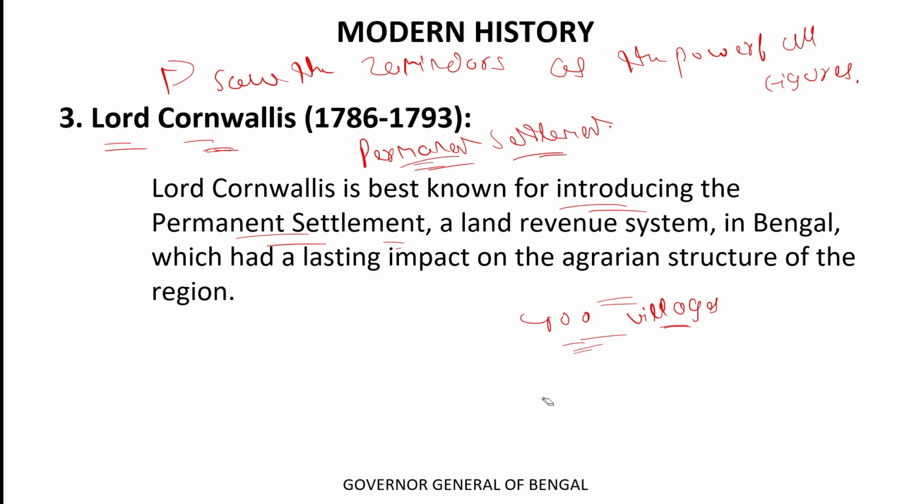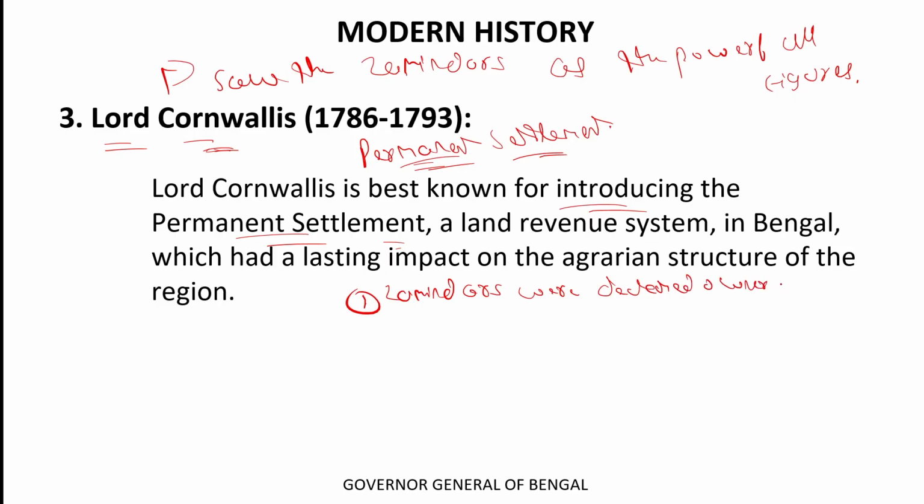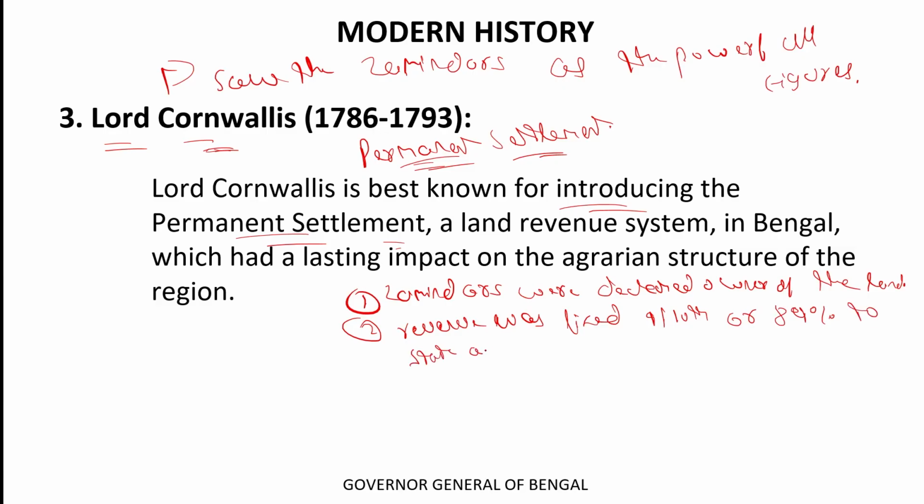So what is the permanent settlement? Basically, in the permanent settlement there are several things. First, the zamindars were declared owner of the land. Thereafter, revenue was fixed at 9/10, or you can say 89%, to the state or government.